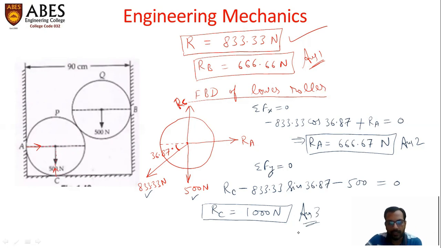So in this way, using the concept of free body diagrams and the concept of concurrent force systems, we have calculated these three unknown reactions at points A, B, and C. We have also used some basic geometry of the figure, and we calculated the inclination of the common reaction between these two rollers using the geometry of the figure. So that's all for this session. Thank you so much.